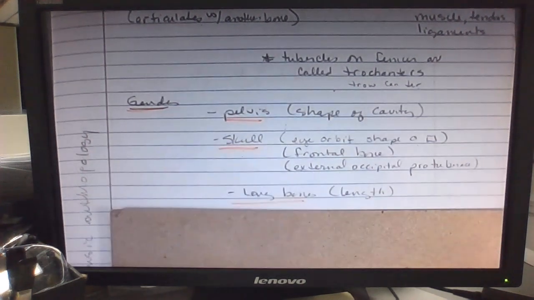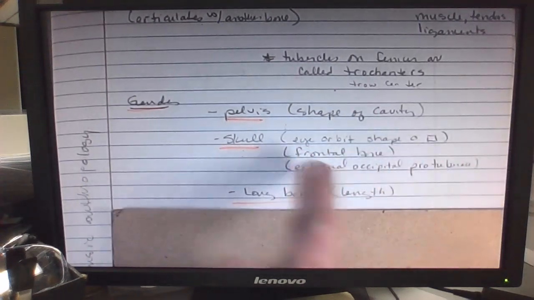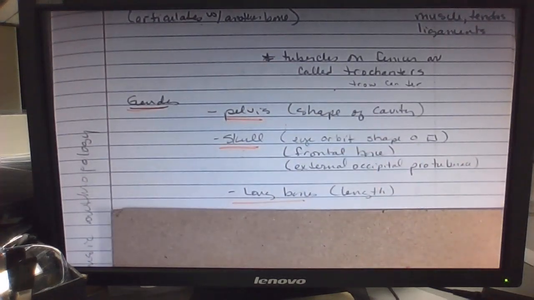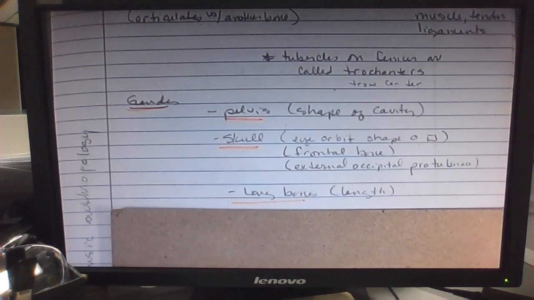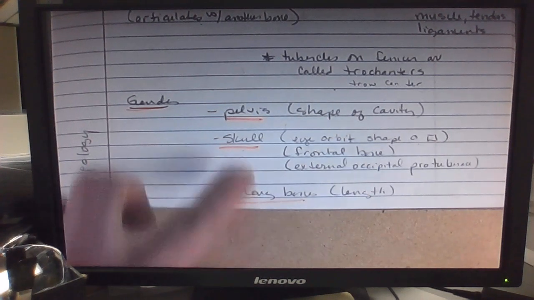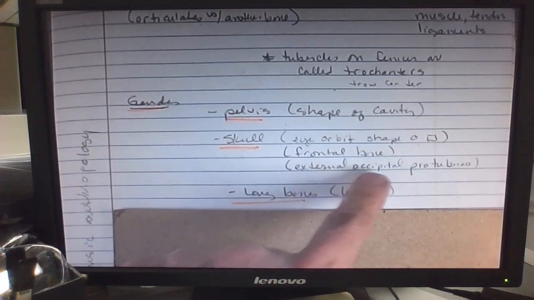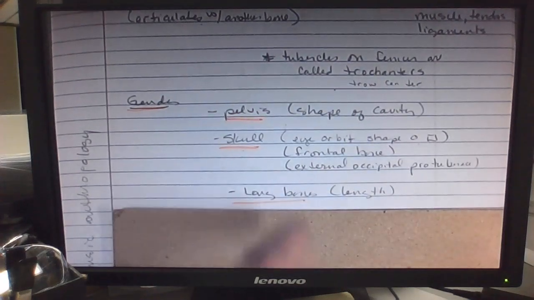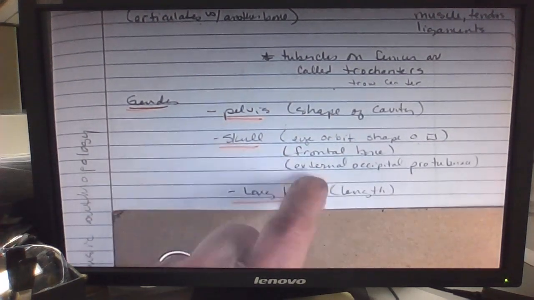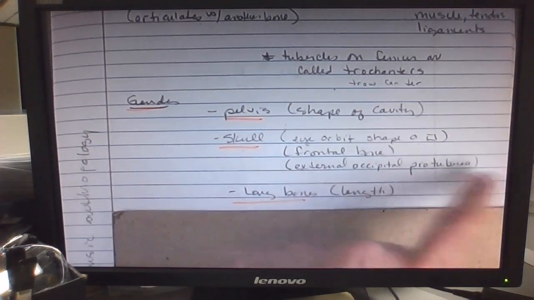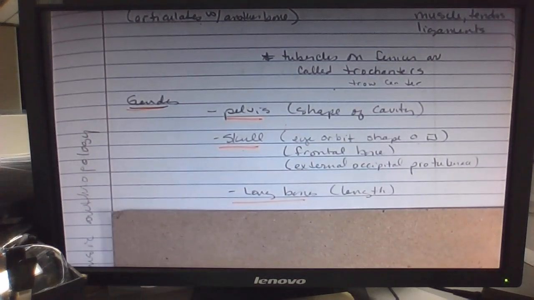For the skull, it's the shape of the eye orbit. Is it more rounded? Is it more rectangular? Also, on the skull, they'll look at the frontal bone. And on the back of the skull, they'll look at the external occipital protuberance. So occipital bone is the bone on the back of the head, external on the outside. And if that's present or not, that will give them an idea about gender.